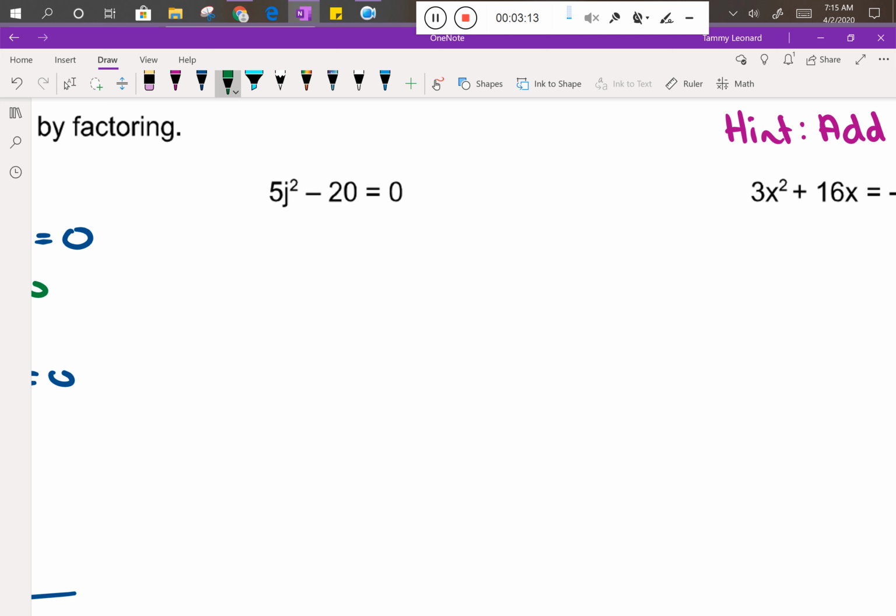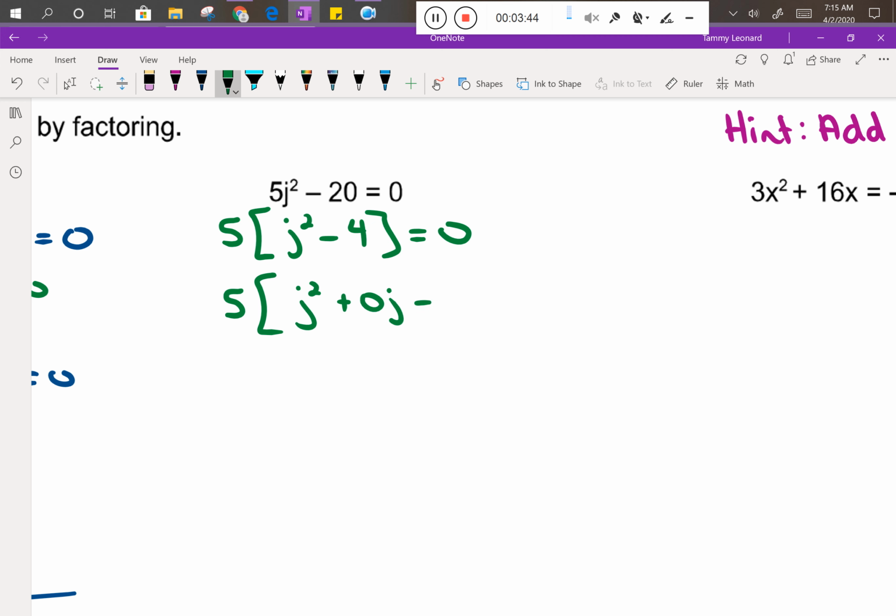Notice 5j squared and negative 20 are both divisible by 5, so we'll start there. When I factor a 5 out of both of the terms, I'm left with j squared minus 4. So then I ask myself again, is there another GCF, or is the middle term missing? Well, notice the first term is a square, and the second term has no variable. That's the situation where the middle term is missing. So I need to put in that plus 0j so that I'll be able to split the middle term.